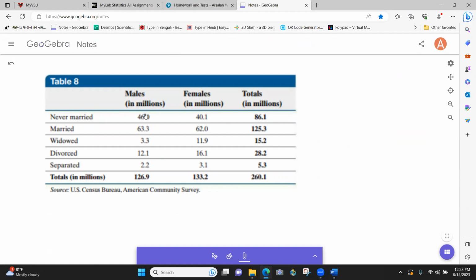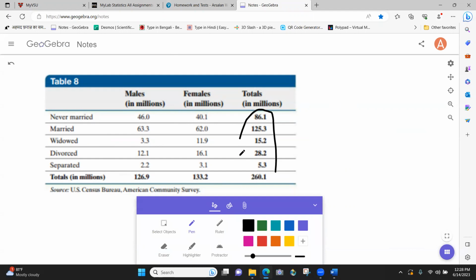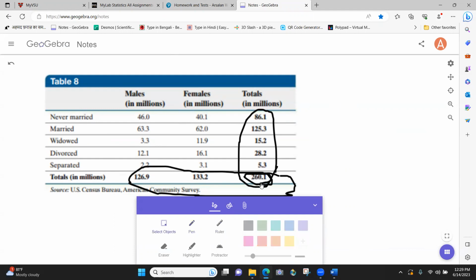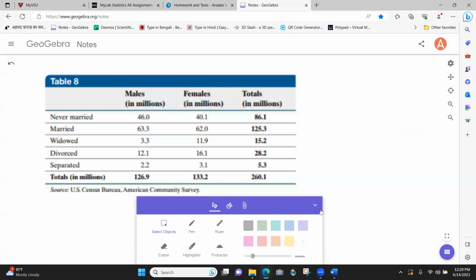So basically, I have males, females, two columns, and the third column has the totals. And they're correct. I'm not going to check it. The males are never married, married, widowed, divorced, separated, total. And the females, same thing. And you have a bunch of totals here, and a bunch of totals here. This is the entire population, 260.1 million. That's just a table.